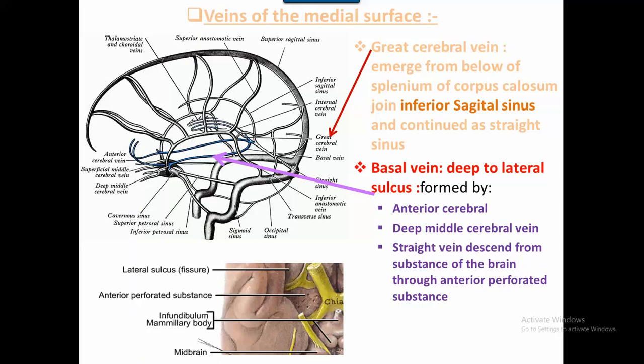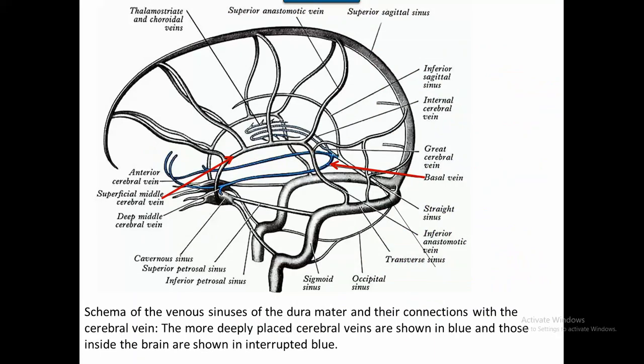and the great cerebral vein that goes in the ventricle drains blood from the choroid plexus. Then the basilic vein, also a continuation of the straight sinus, is formed by the anterior cerebral vein, deep middle cerebral vein, and straight vein, and the straight vein descends from the substance of the brain through the anterior perforated substance. Higher magnification of the same diagram.